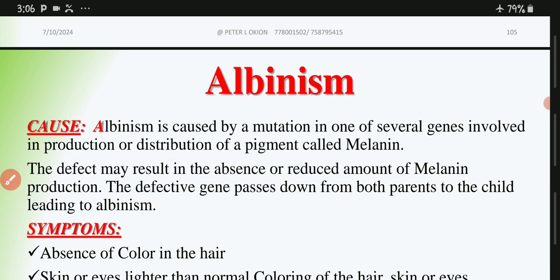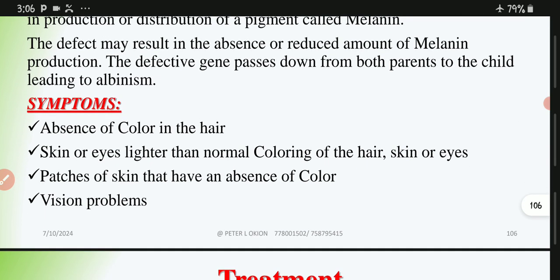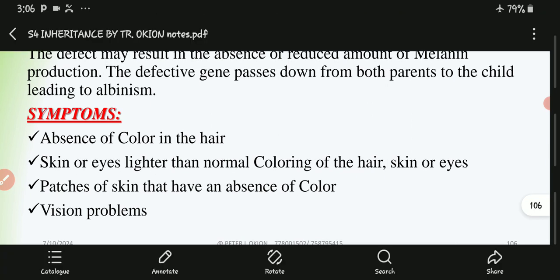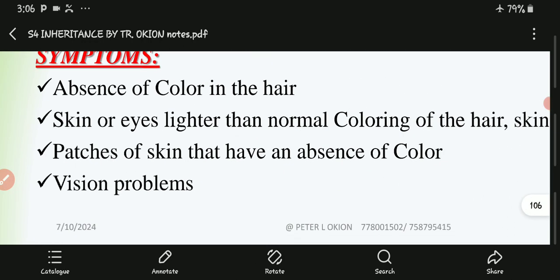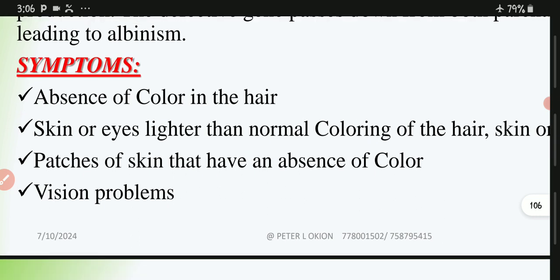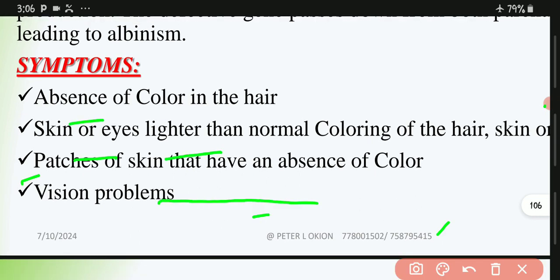So from there, let's look at the symptoms of albinism. We are beginning with the absence of color in the hair. So when you look at an albino, there is no color. Remember, our hairs are black. The hair is what? Black. But when you look at that of an individual with albinism, that color is not there.